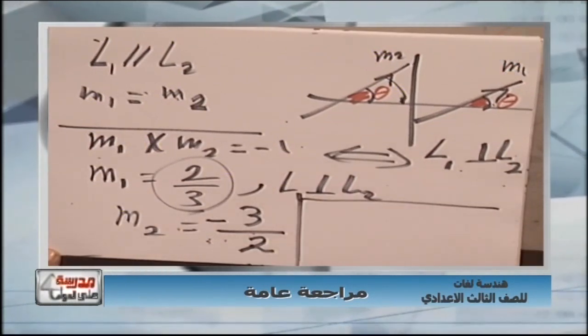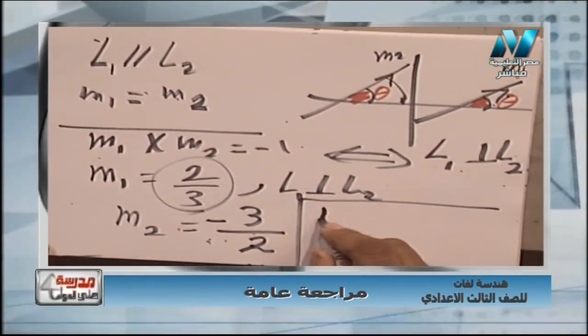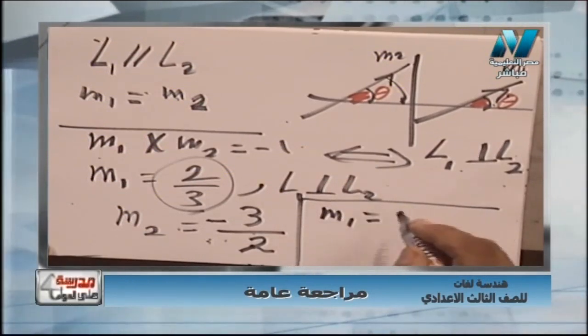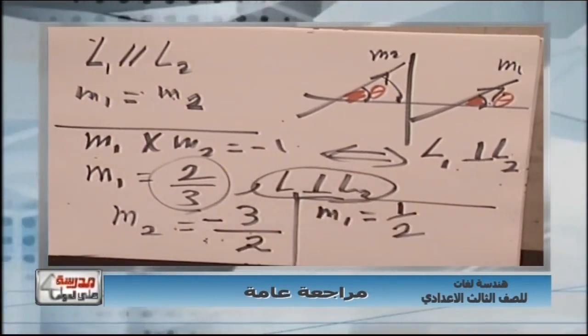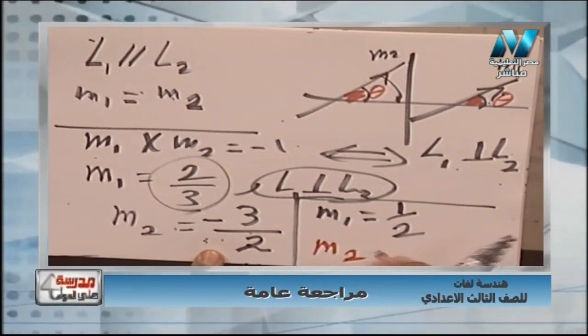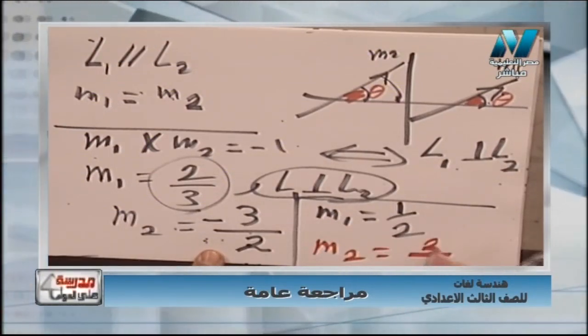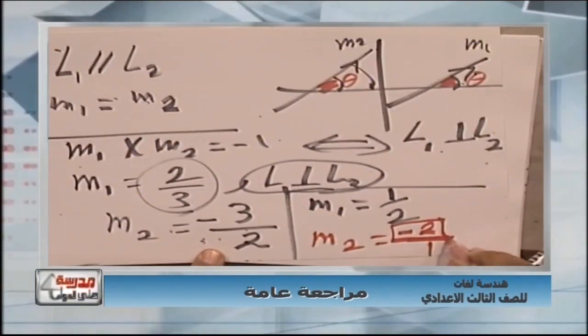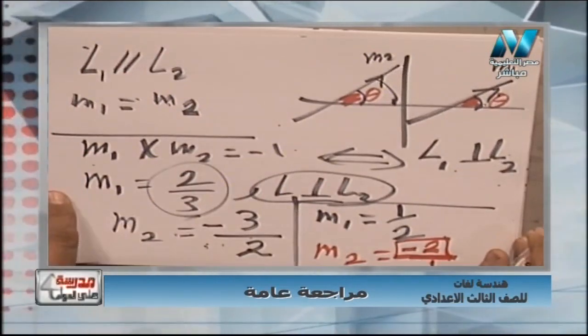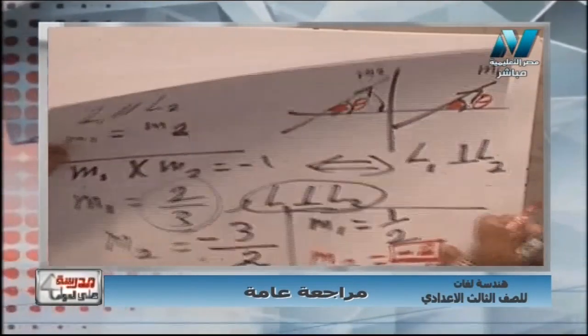We make it negative. Okay. And another example: if m1 equals 1/2 and L1 and L2 are perpendicular, then m2 is 1 over 2 means 2 over 1, and put the opposite sign, so -2 over 1, which means -2. Also, if you have slope 3, then for the perpendicular line, 3 means 3 over 1.